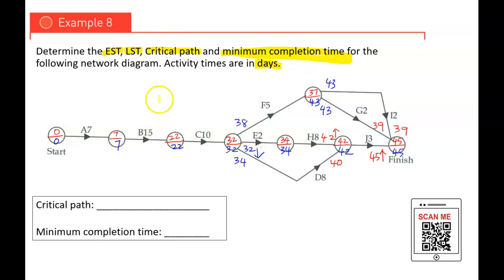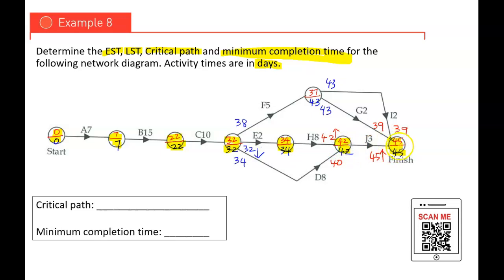How are you going to recognize the critical path? Remember what you learned earlier? Critical path is where each of the vertices has the same EST and LST. So we start with the starting node. The same values, EST, LST, same here. And then you have 22, 22. And you have 32, 32. And you have 34, 34. You have 42, 42, 45, 45.